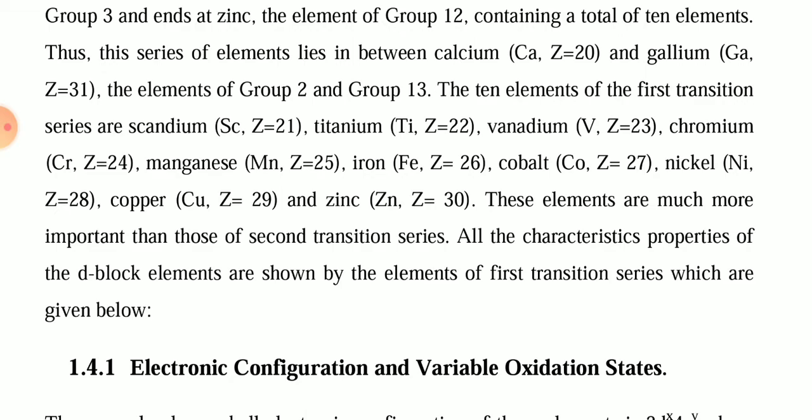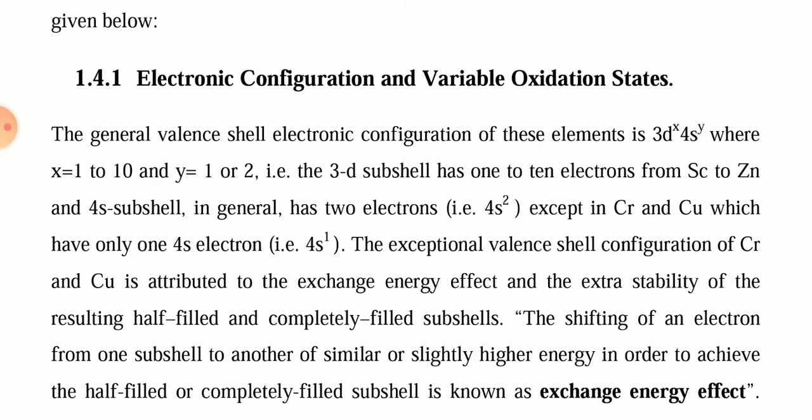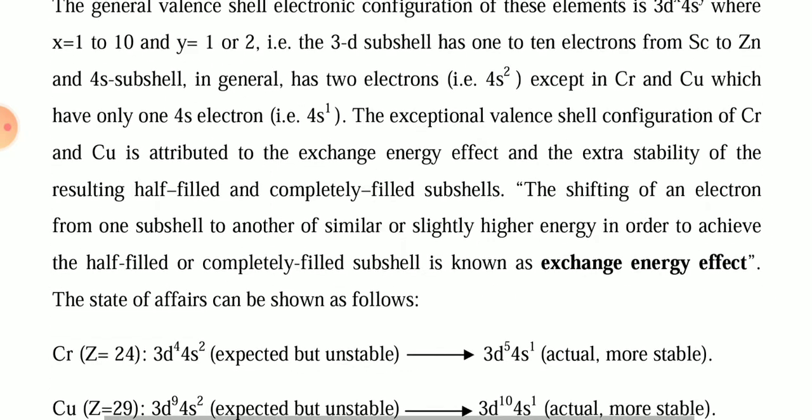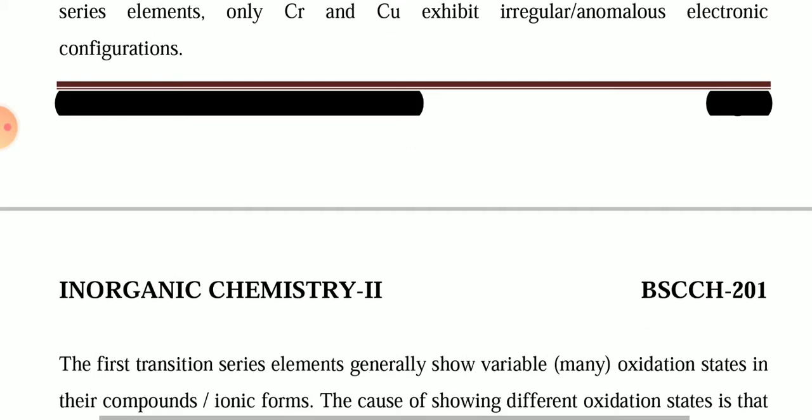Okay, so the first property: as we know, transition metals show variable oxidation states. Here you can see that we have half-filled and completely filled subshells. According to the half-filled and completely filled subshells, the oxidation number varies. Okay, so here is a table.